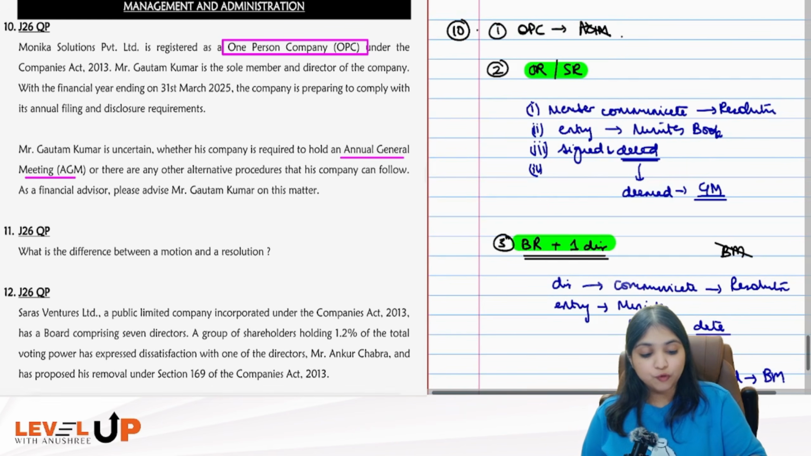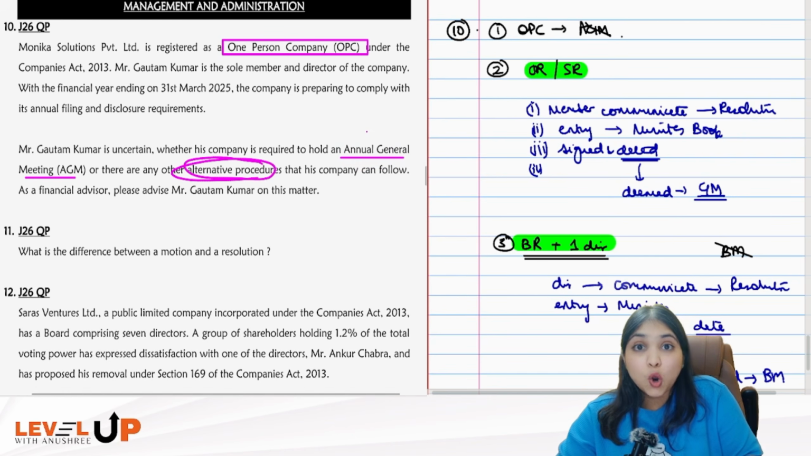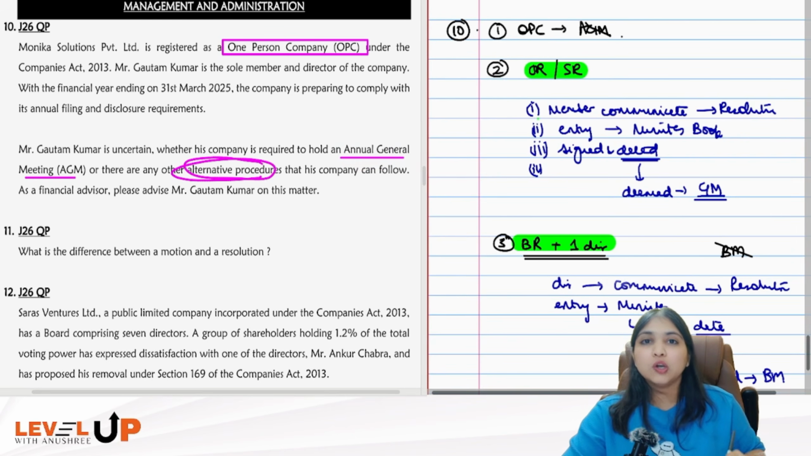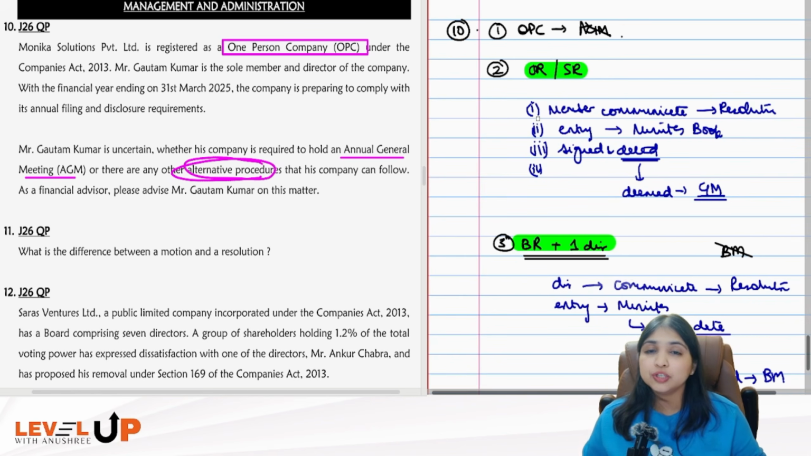They're asking, first of all, is AGM required? No, AGM is not required. Then they're asking, what are the alternative procedures? These are the alternative procedures. For ordinary resolution and special resolution, the member will communicate his decision to the company. If it is board resolution, if we have multiple directors, then we will have the usual board meeting. But if we have only one director, same thing, that one director will communicate his resolution to the company.